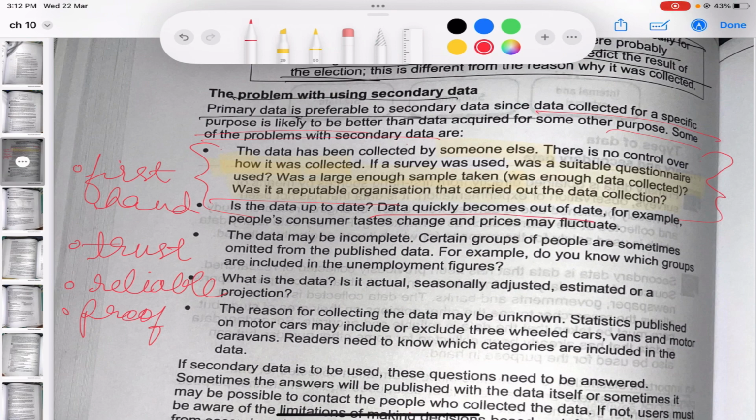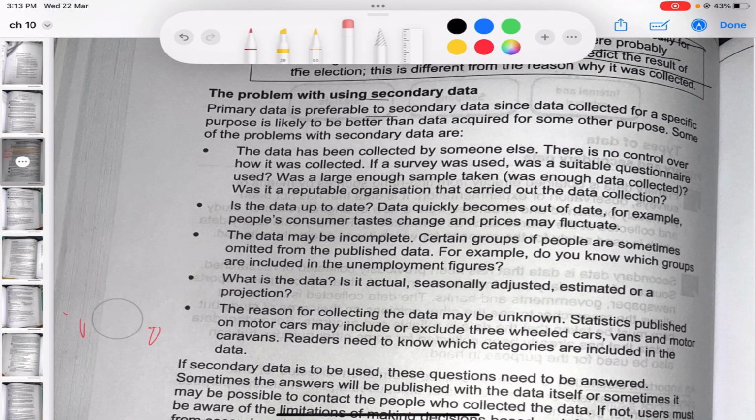Data quickly becomes out of date. With each passing day, with each passing minute, new data keeps coming into the picture. So you need to keep it updated, right? If it's not updated, then it's not going to give you accurate results. For example, people's consumer tastes change and prices may fluctuate. Data keeps changing and people's thinking keeps evolving, and that is going to take a big toll on the marketing sector or the business sector. You need to keep in touch with people's choices and preferences.